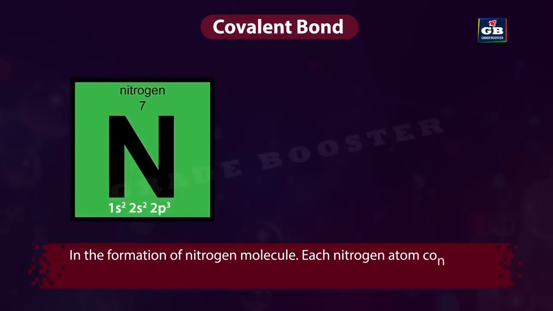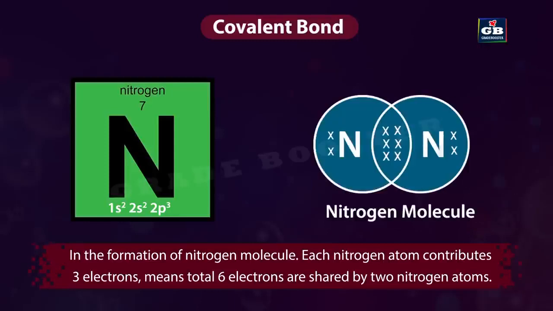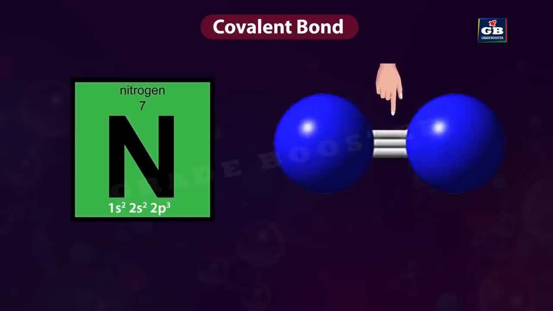Nitrogen. In the formation of a nitrogen molecule, each nitrogen atom contributes 3 electrons, which means a total of 6 electrons are shared by 2 nitrogen atoms. Here a triple bond is formed.